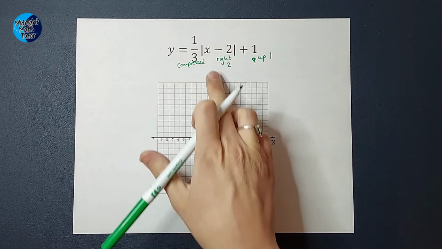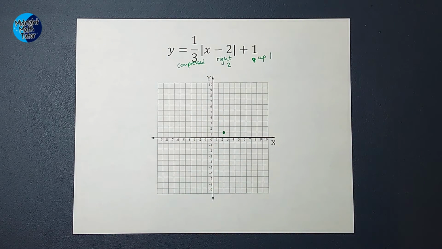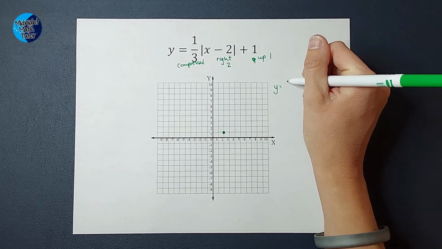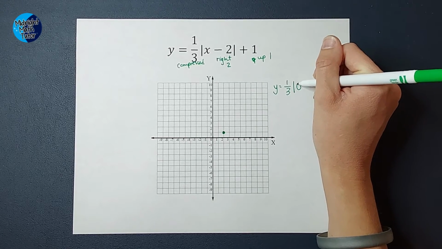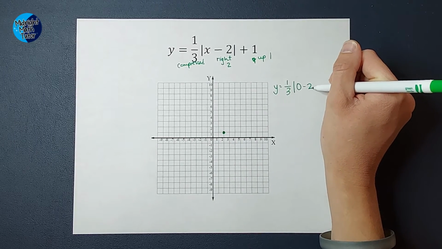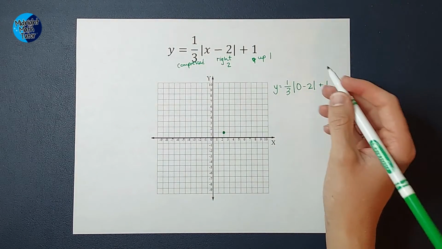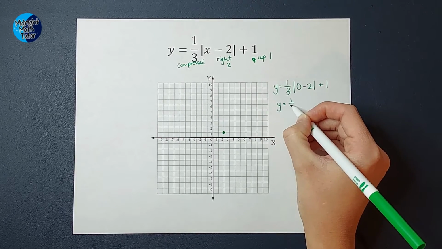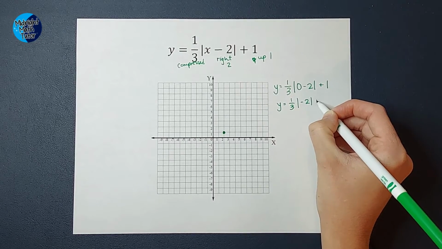So I kind of want to know where this crosses the y-axis. So to do that, I am going to plug in 0 for x, right? So we're going to have y equals 1/3 times the absolute value of x minus 2, plus 1, where we plug in 0 for x. Okay, and then let's continue to work this down. So we have y equals 1/3 times the absolute value of 0 minus 2, which is minus 2, plus 1.